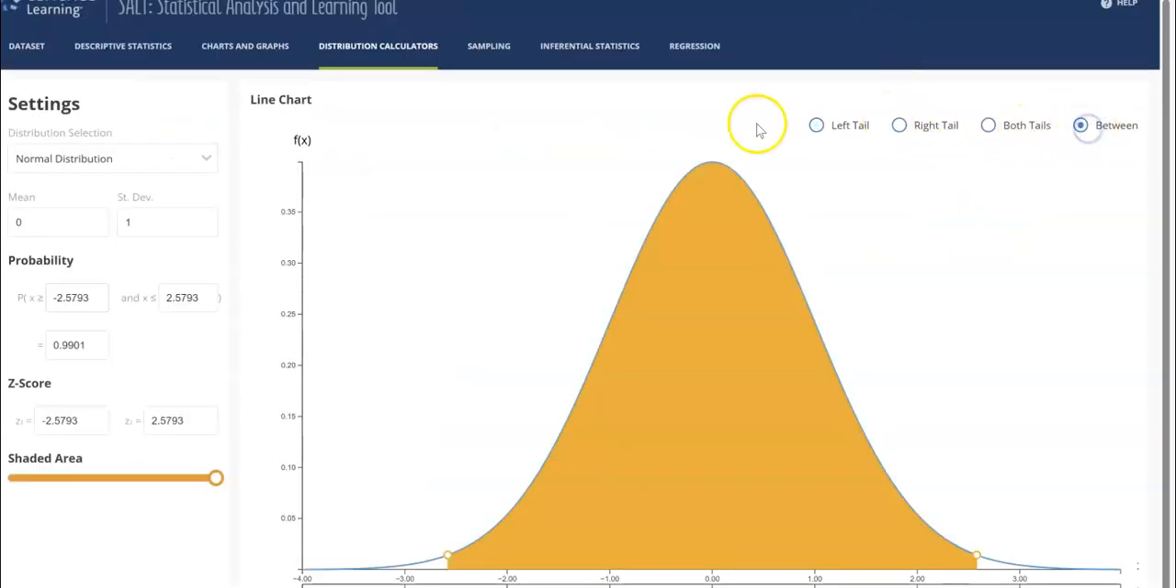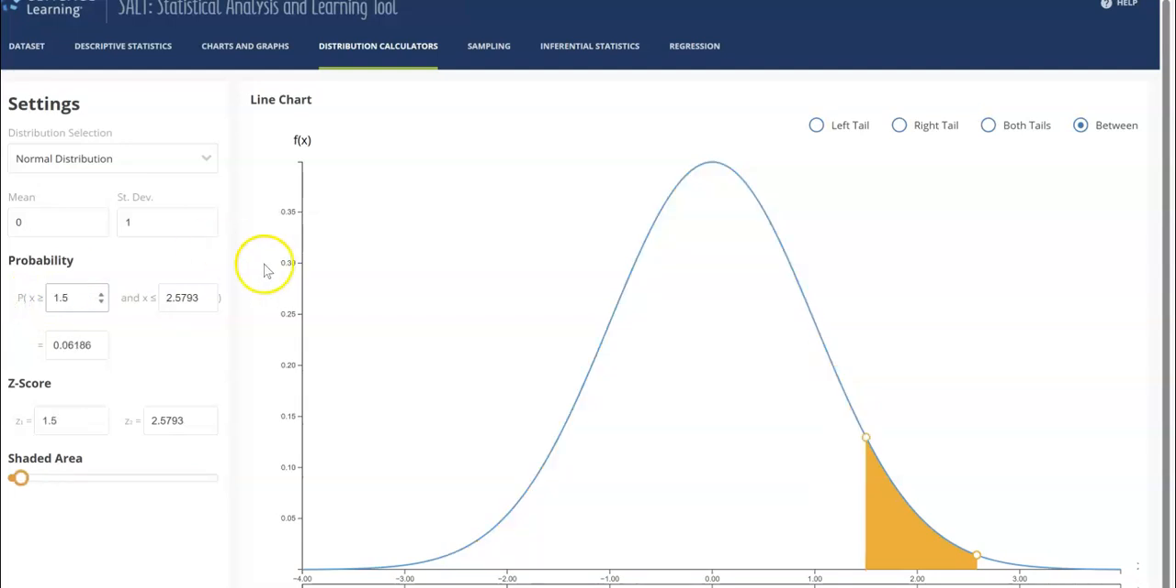Technology, between. Mean and standard deviation are 0 and 1 respectively. Between 1.5 and 2.0. And my area is 0.0441.